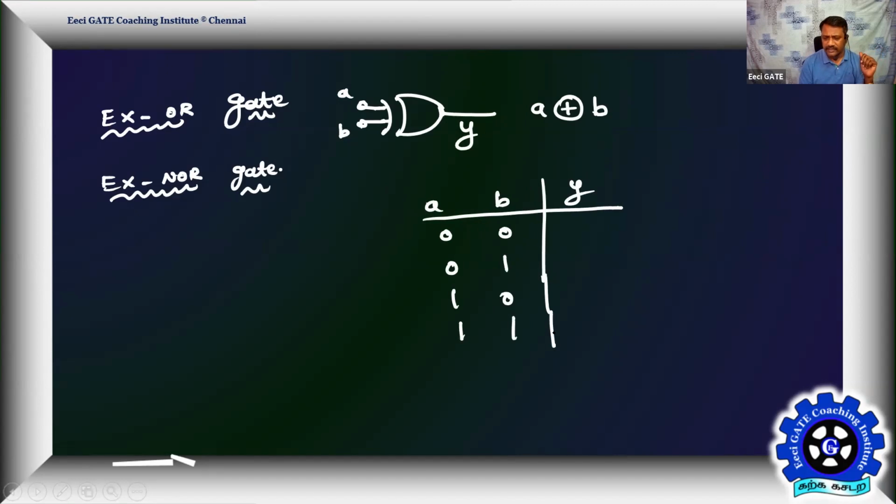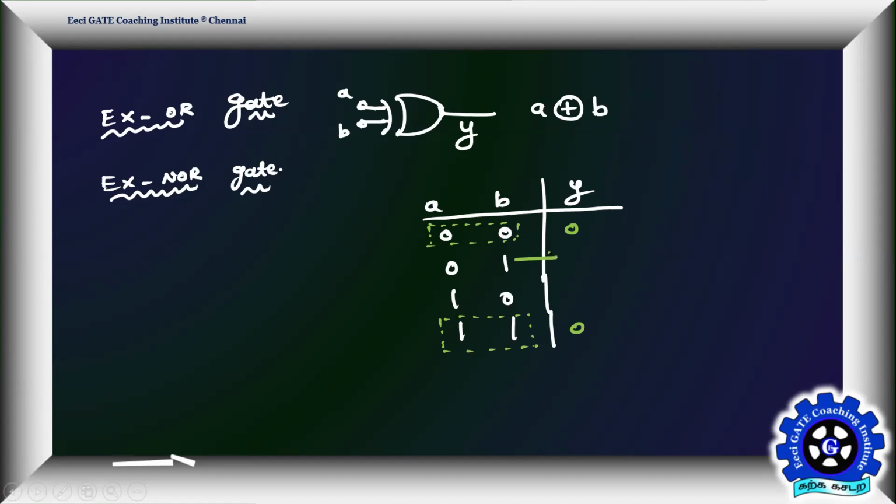What is XOR logic? We have covered NAND logic, NOR logic, AND logic, OR logic, everything. What is exclusive OR logic? When both the inputs are identical, output is logic 0. When both the inputs are different, output is logic 1. That's what we call the exclusive OR function.